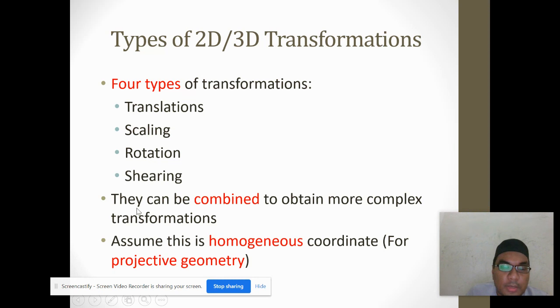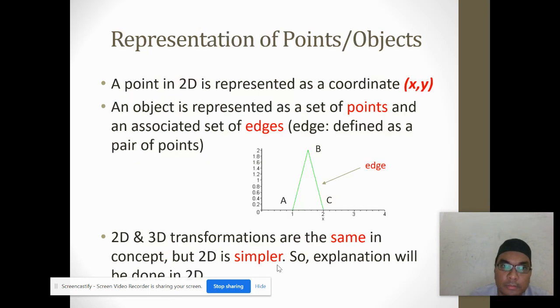These can be combined to obtain a more complex transformation. It can be a combination of all 4 transformations together. Let's see how. It can be assumed to be a homogeneous coordinate, for projective geometry, from the origin coordinate, which is 0 0 basically. Next, the representation of points or objects.